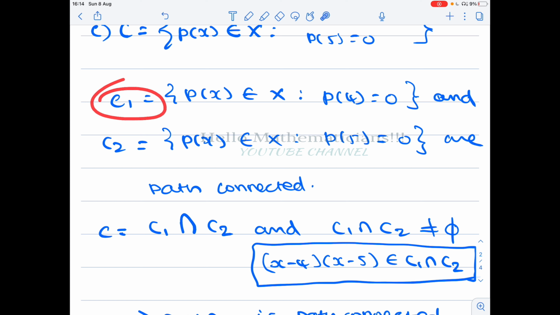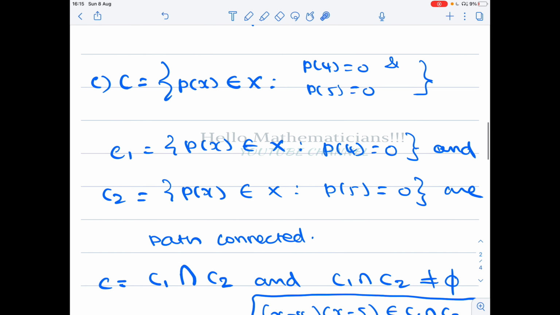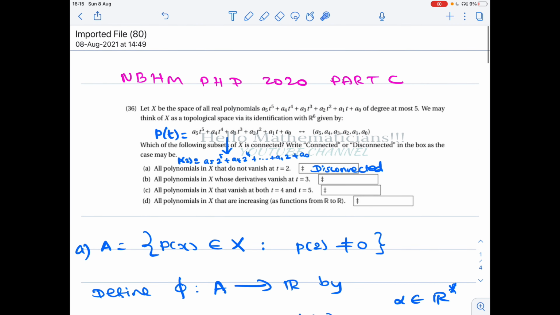Now path connected implies connected. So this is connected, and the intersection of two connected spaces is connected if they have non-empty intersection. Now the intersection of these two spaces is non-empty, because the polynomial (x minus 4)(x minus 5) is a polynomial of degree at most 5, and it belongs to both C1 and C2. Therefore these are two connected sets whose intersection is non-empty. Therefore the intersection is also connected. So we get that this set C is connected. Okay, so let's move on to the fourth option.